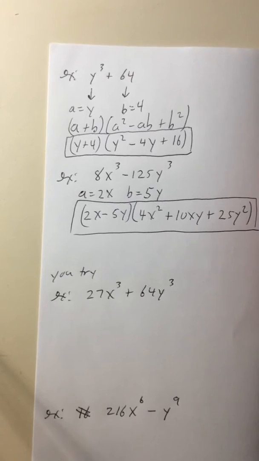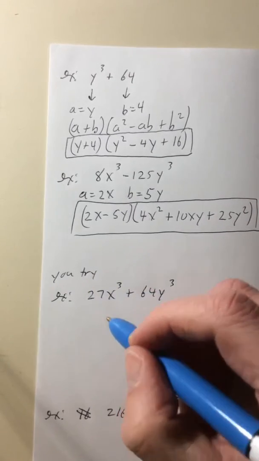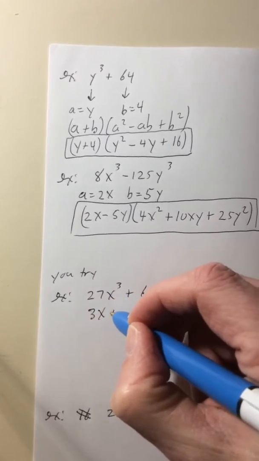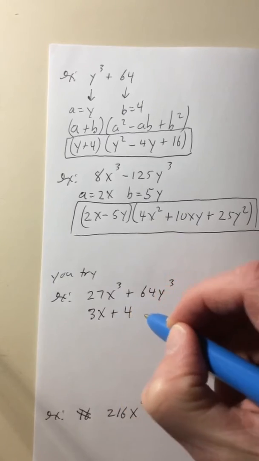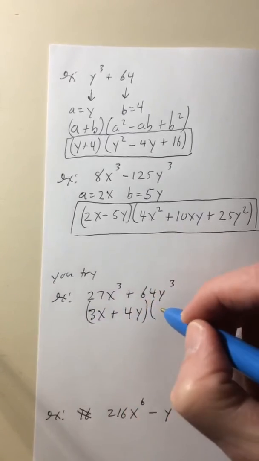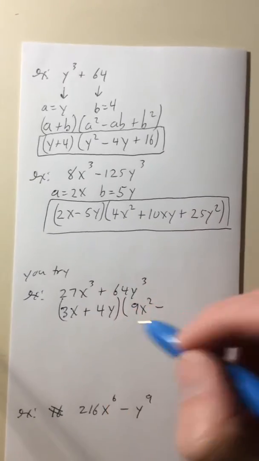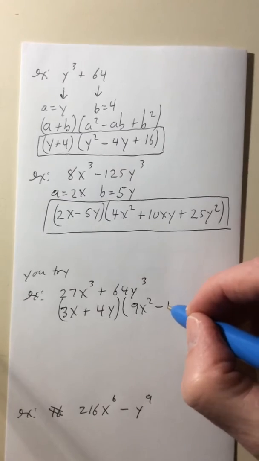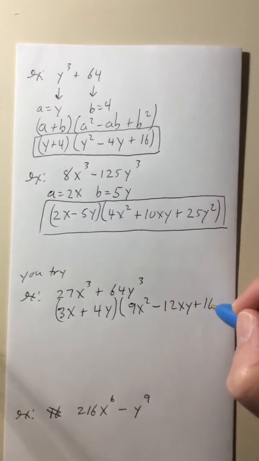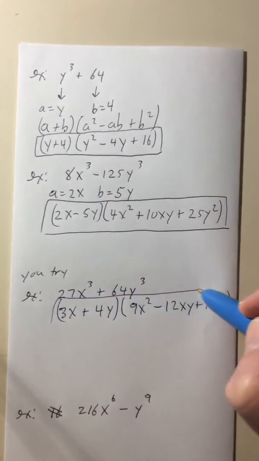Okay, so you've had time to do your push-ups. So we're just going to rip right through this. So the cube root of 27 is 3. Cube root of that is x. We got a plus. Cube root of that is 4. And we got a y. And then we square the first thing, 9x squared. Write the opposite sign. Multiply those two guys together. 12xy. Square that. 16y squared. And hopefully that's what you got.